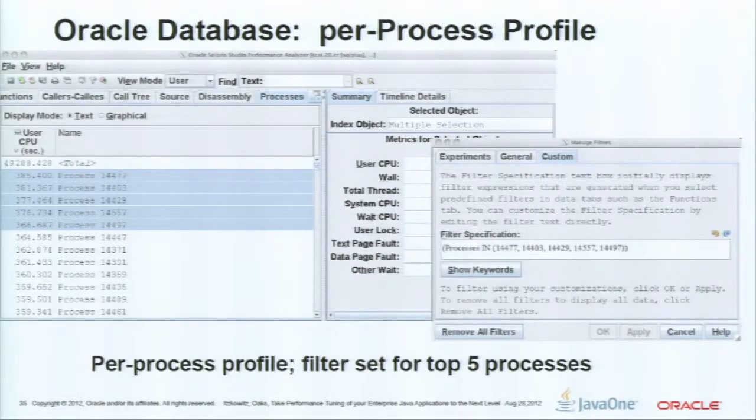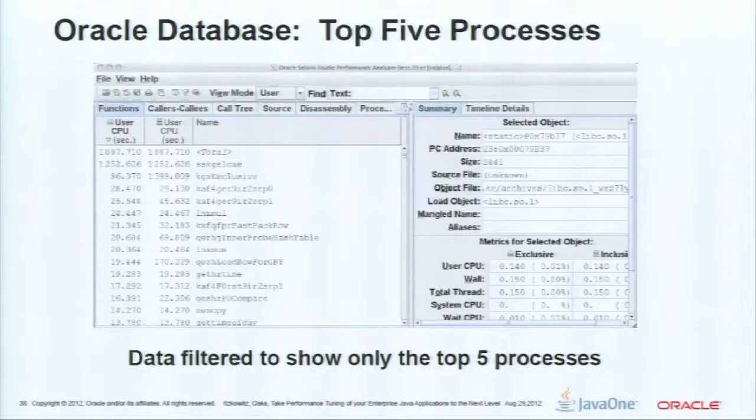And you can also look at per process. I've set it up to look at the processes of that Oracle run, and there are many of them. I can filter to look at only the top 5 of it, and then when I look at the data, I see what's being done by only those 5 processes.